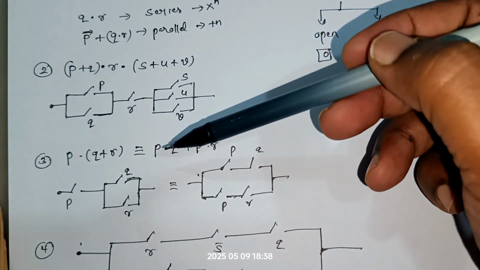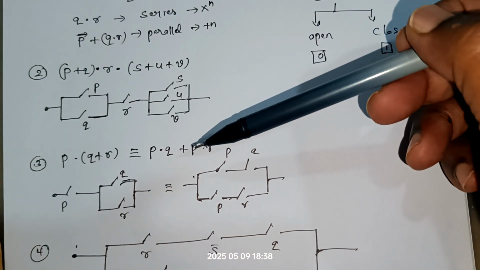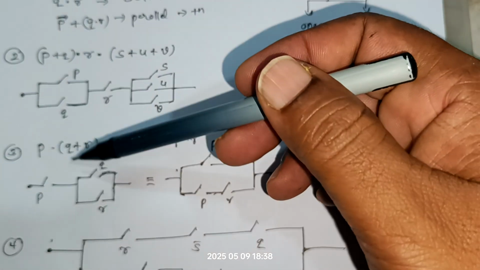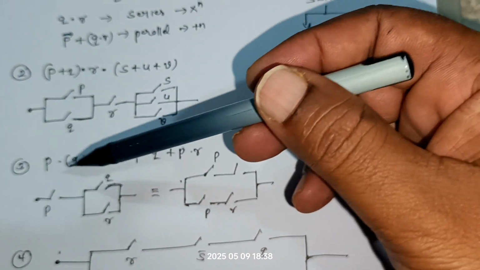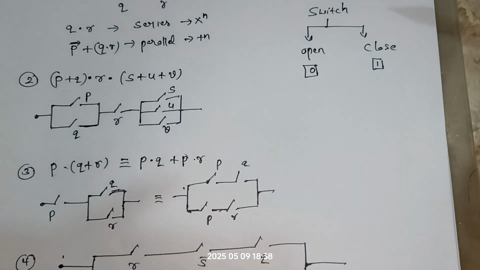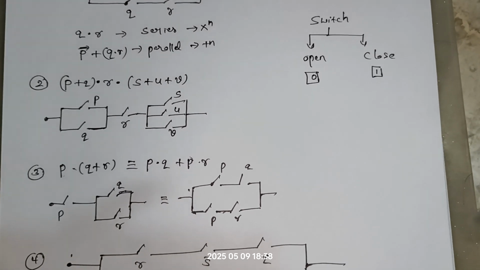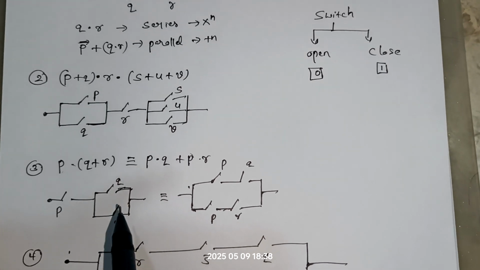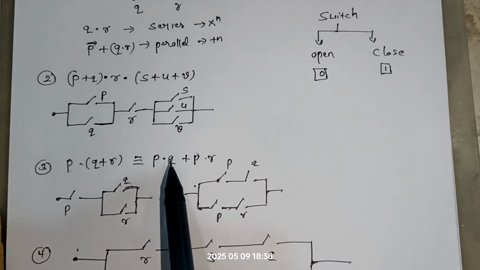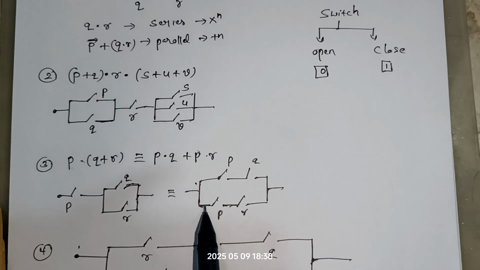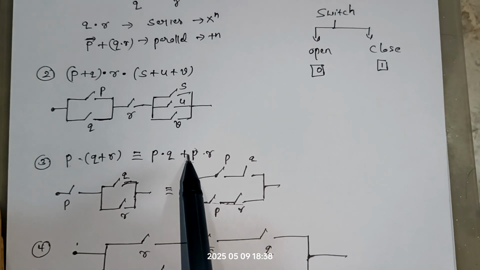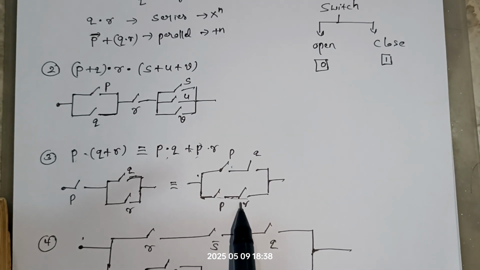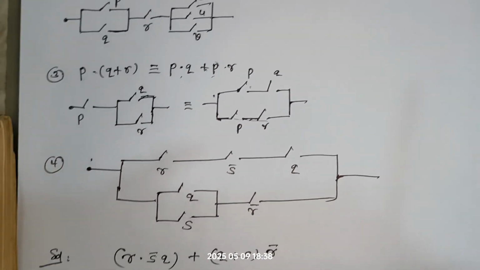Okay, so this is how we should write. Third one, P multiplied by Q plus R, which is equal to P dot Q plus P dot R. That means multiplication. So first we'll write here Q and R, plus means it is parallel, which is in series with P. So we have written this P, and it is in series with this parallel combination of Q and R, which is equal to what? PQ. PQ means it is series, PR means it is series, but this series combination is in parallel with this series combination. Okay, so that is the third one.